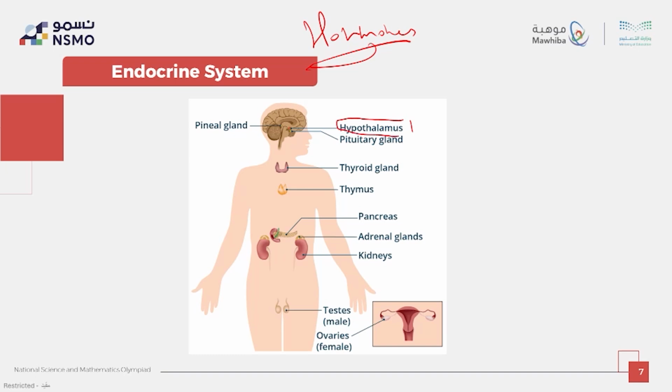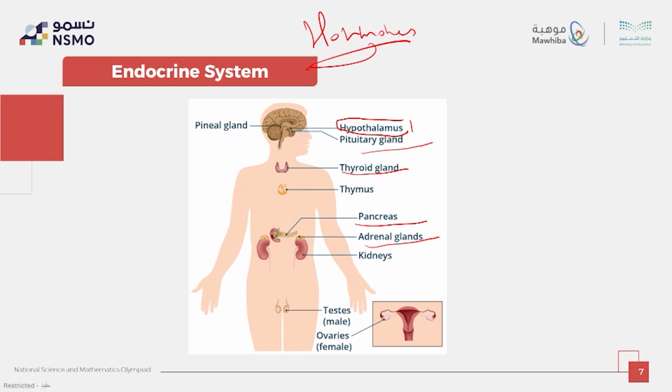Let's start with the first one here, the hypothalamus. The hypothalamus is the master communicator. Another one is the pituitary gland. They call it the master gland. Thyroid gland, it's the metabolism engine. Pancreas, blood sugar control. Adrenal glands, they call them emergency responders.